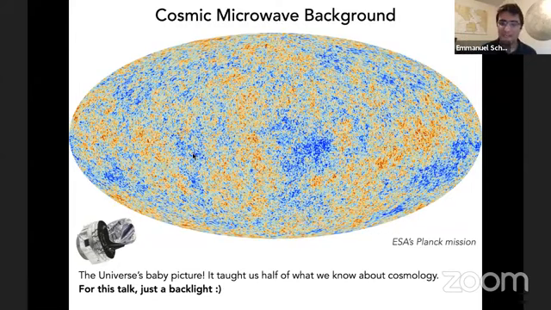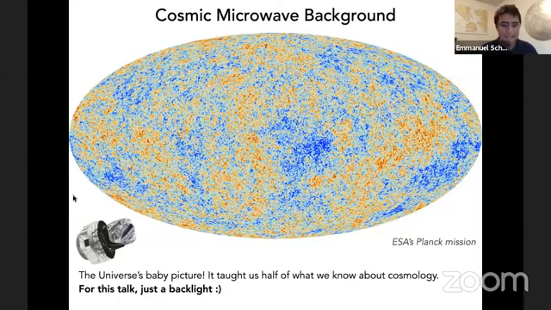And I should mention that actually studying those fluctuations in the microwave background is what taught us about half of what we know about the history of the universe, meaning its age, its composition, and its evolution. So don't get me wrong, those fluctuations are extremely important, but for the practice of this study of using a backlight, they're not important. And this cosmic microwave background is just a backlight.